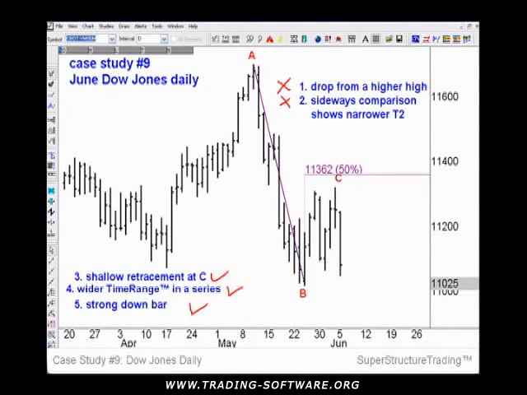So you can short below B, although this is no superstructure. I personally don't like item number 1. That to me is a little too risky. Now the reason why number 1 is not really that good is because you're dropping from a higher high, meaning if you had got in short over here, which means right about here, your stop loss needs to be 1 tick above C, and that could be quite a few dollars away from you.